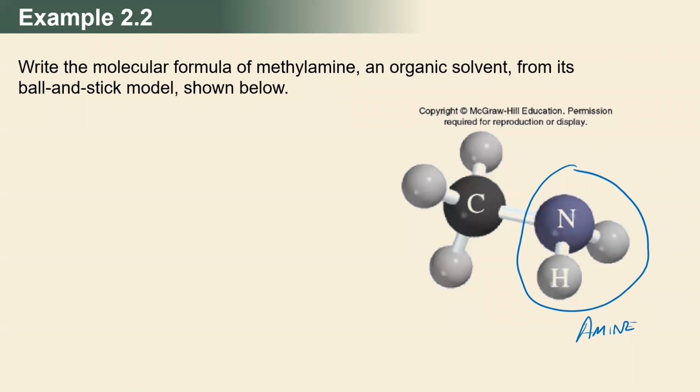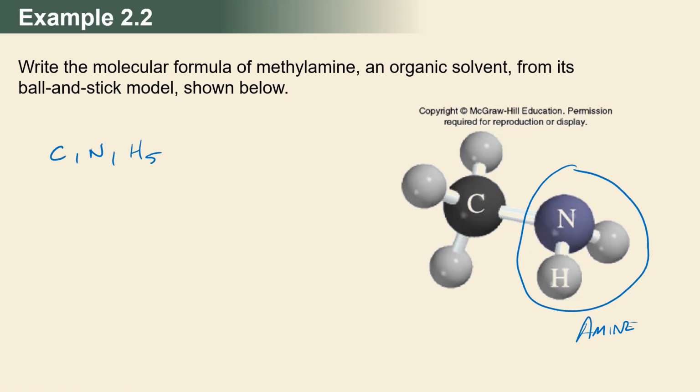If you move on to organic chemistry, you'll see lots of amine compounds. But let's write the molecular formula for methylamine based on this model. So we have some carbons, some nitrogens, and some hydrogens. How many carbons do we have? 1. Just 1. How many nitrogens do we have? 1. Just 1. And how many hydrogens? 5.